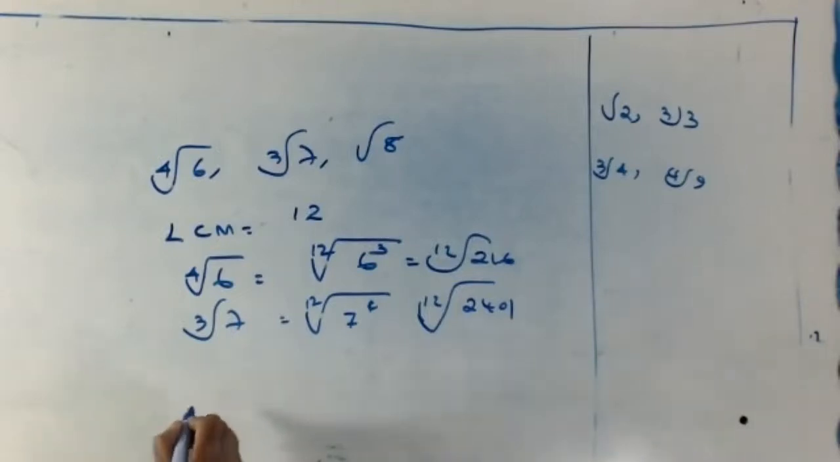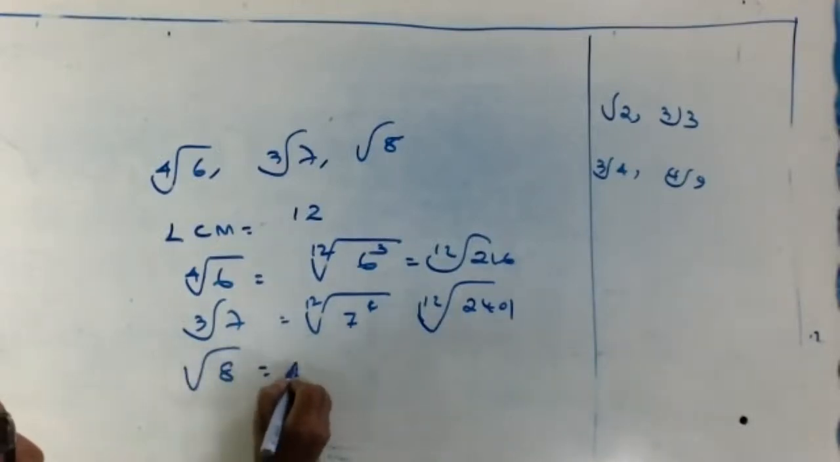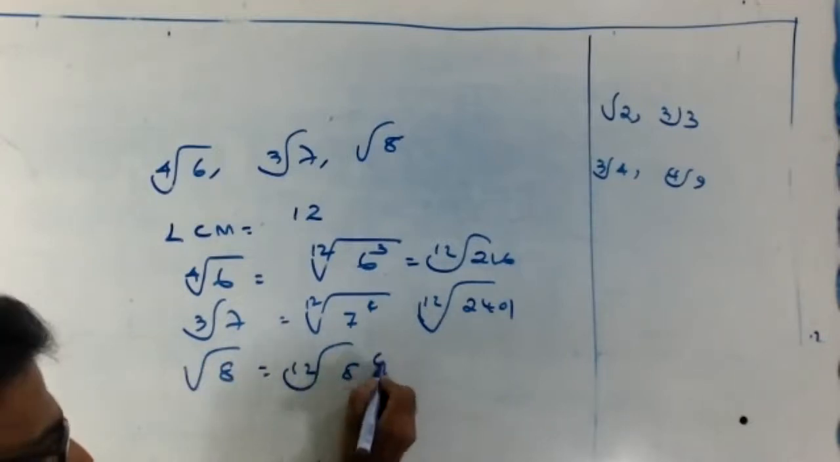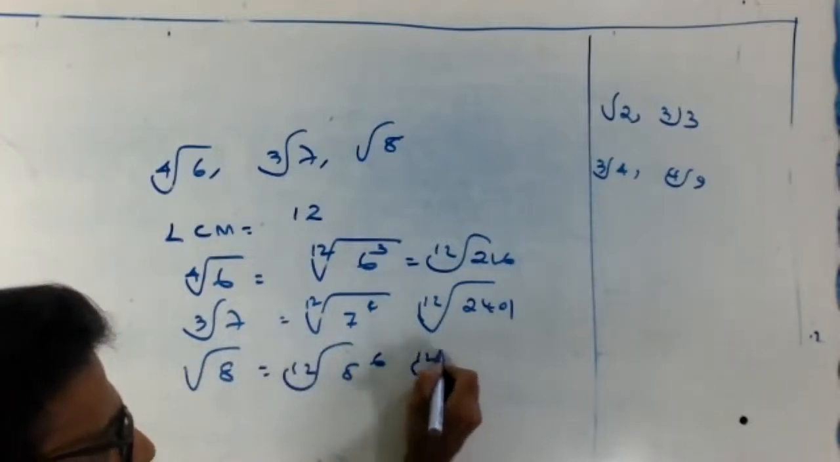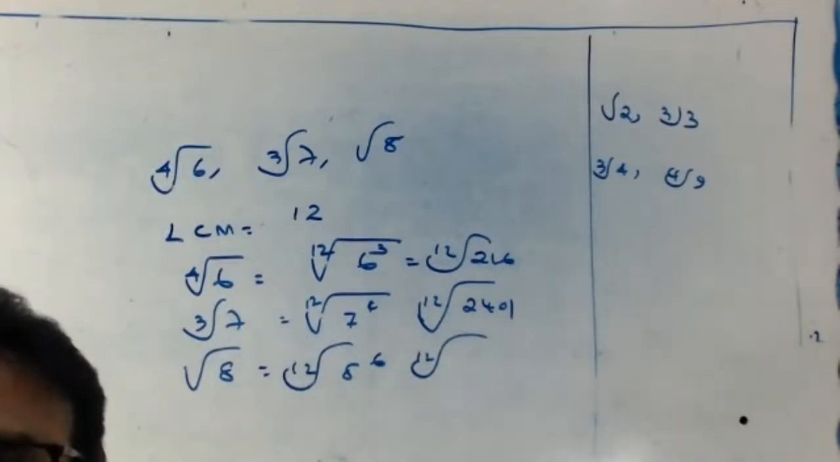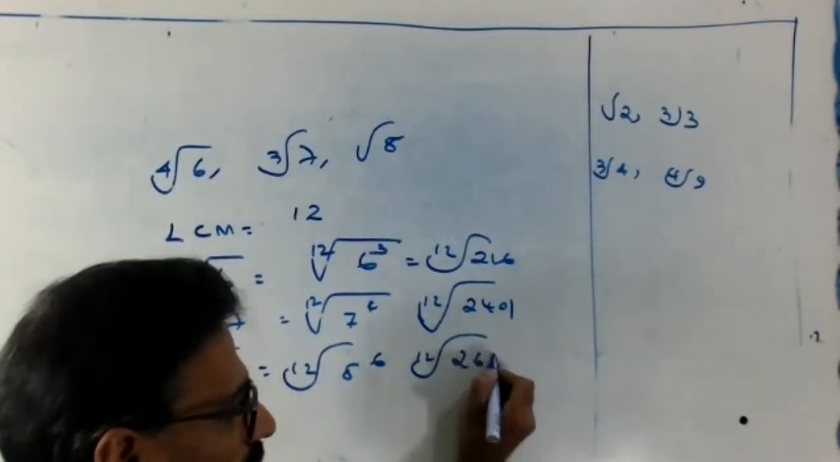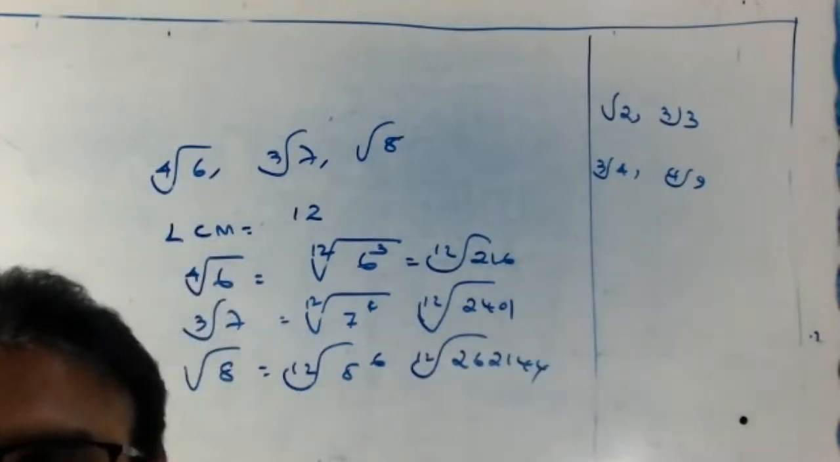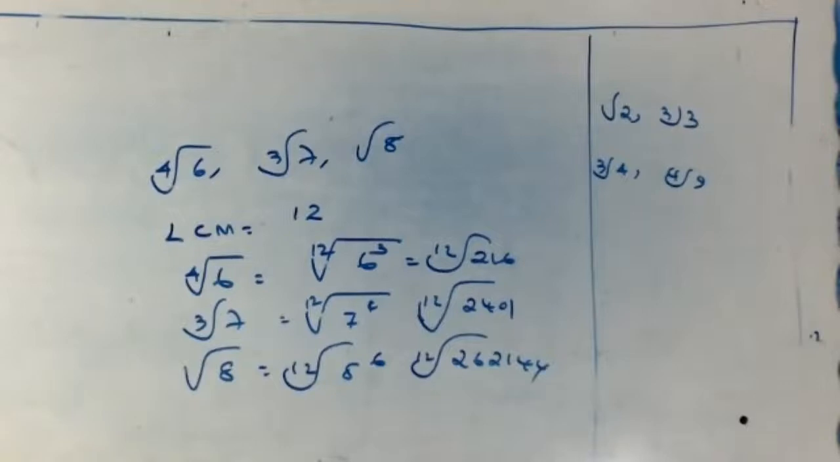Okay. Square root of 8: 12 here, 8 here. 12 divided by 6. How much is that? 262144. I trust you because you said that one. Okay. So which is greater now?